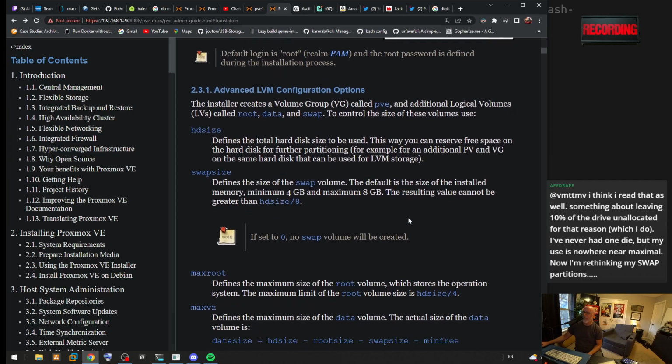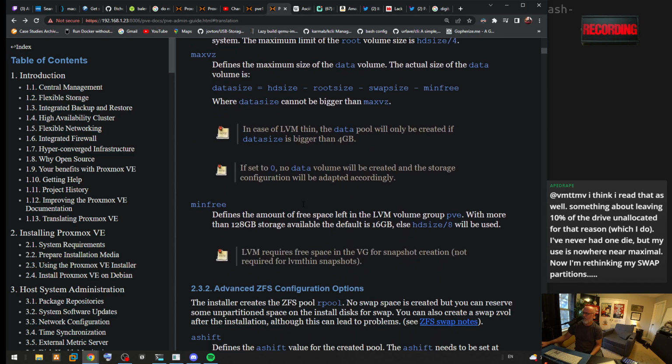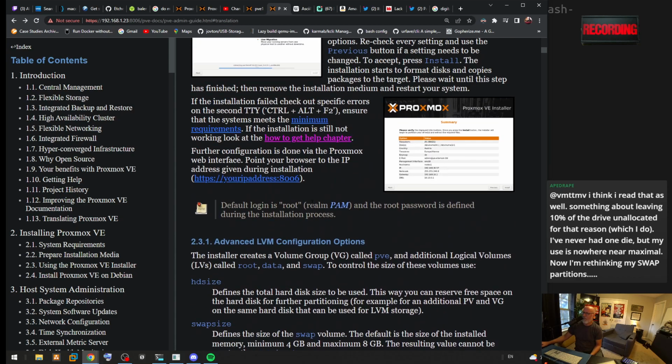So, what do we got next? We got maxroot, which defines the maximum size of the root volume. How do you even set these things? These are not options you can set.